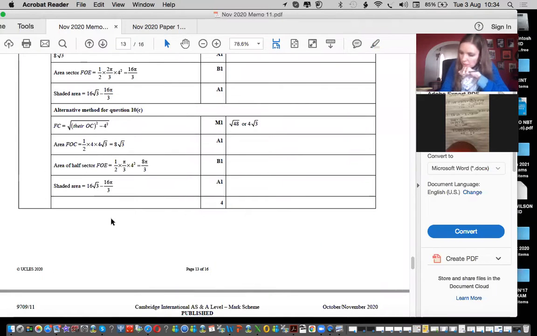Maybe they want us to, what else do they want here? 8 over 3. I think this is equivalent to each other. If we type in both of them, 16 root 3 minus 16 pi over 3. So I'm just quickly checking the memo gets 10,95. Let's see what I got.